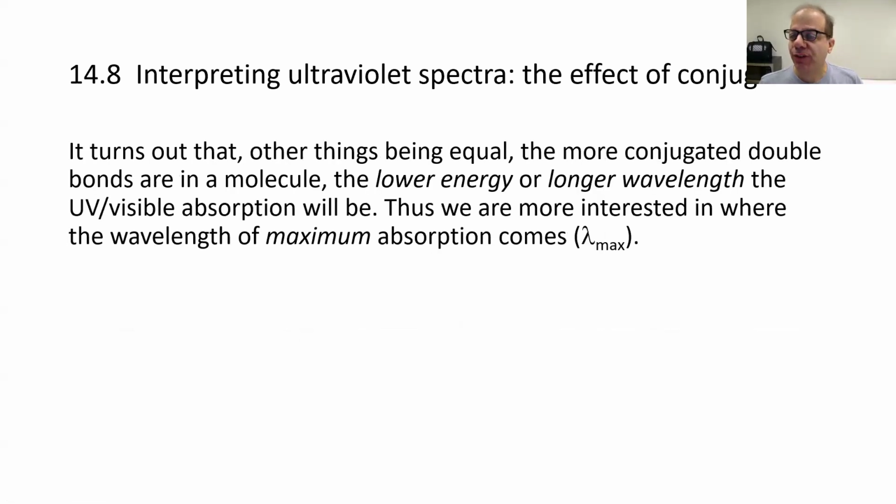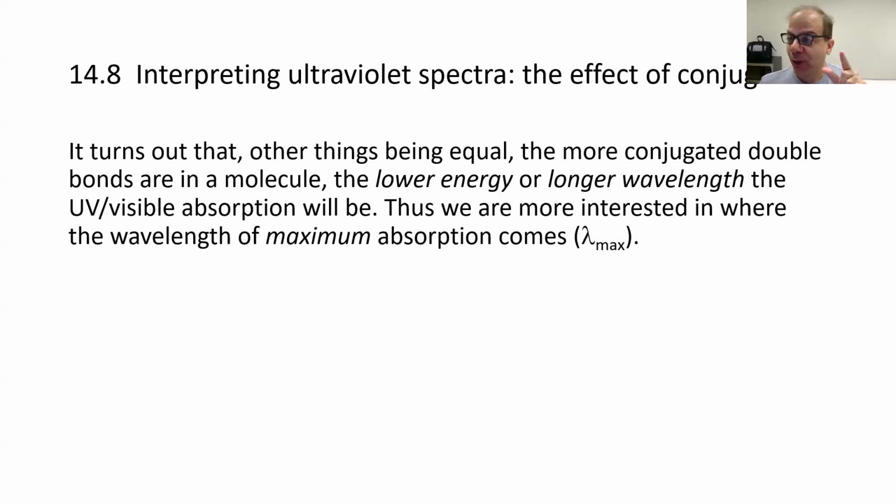We're mainly going to be interested in what is the wavelength of the ultraviolet or visible radiation that the molecule absorbs the most at. Where's the wavelength of maximum absorbance? And we call that lambda max. That's going to be the wavelength of light that the molecules absorb the most. And it turns out that, other things being equal, the more conjugated double bonds are in a molecule, the lower energy of that lambda max, or longer wavelength, the lambda max will be.